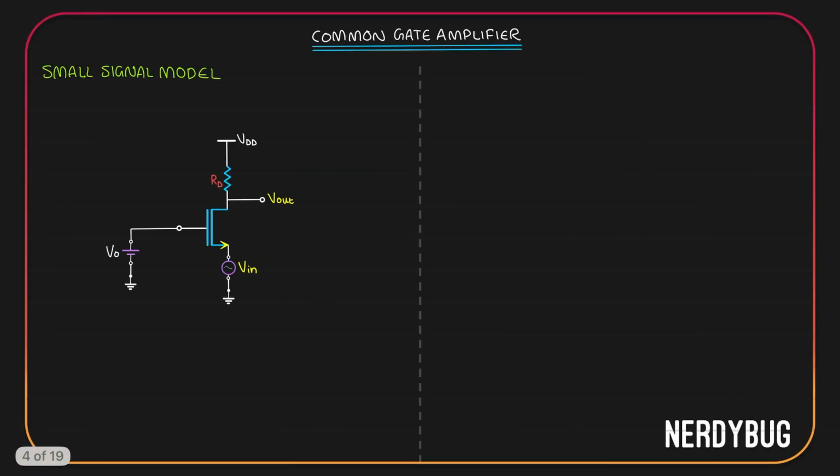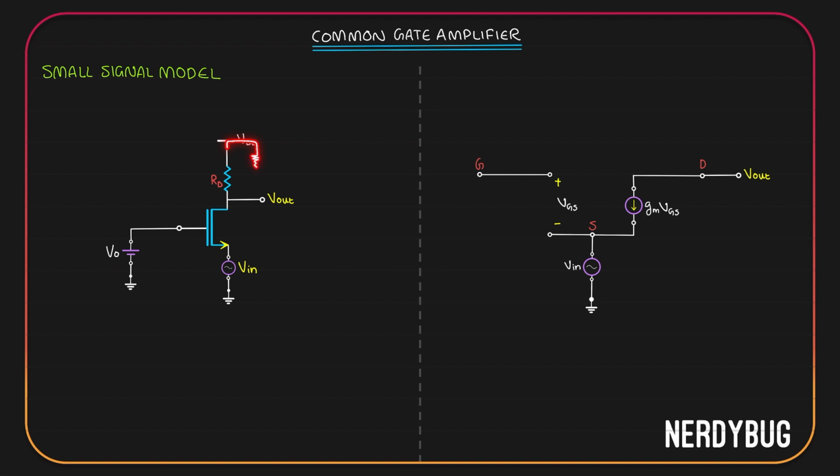Let us now figure out the small signal model. For that, first I need the small signal model of a MOSFET. It looks like this. Input is given at the source. Output is taken at the drain. At the drain, we also have a resistor RD whose other side is at VDD. We know in small signal model, this will become the AC ground. So RD can be connected between the drain and the AC ground like this.